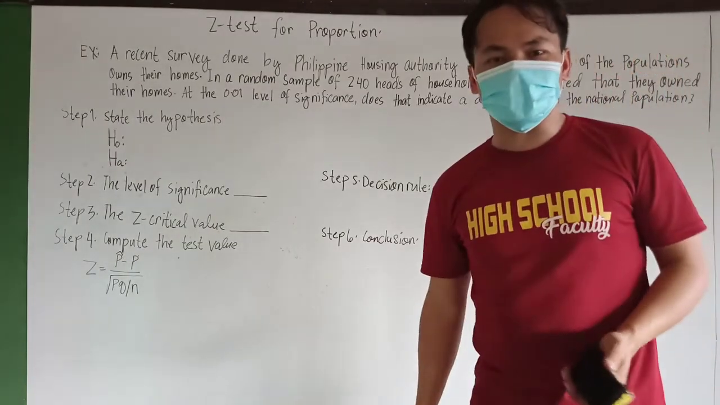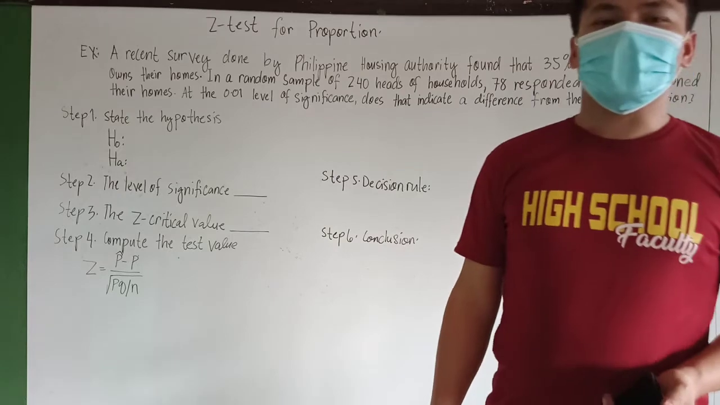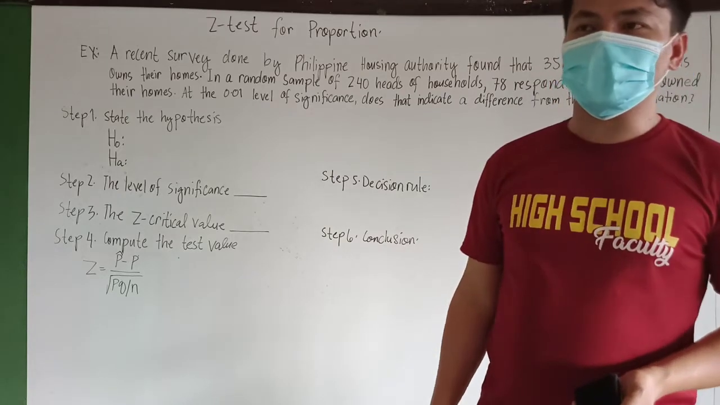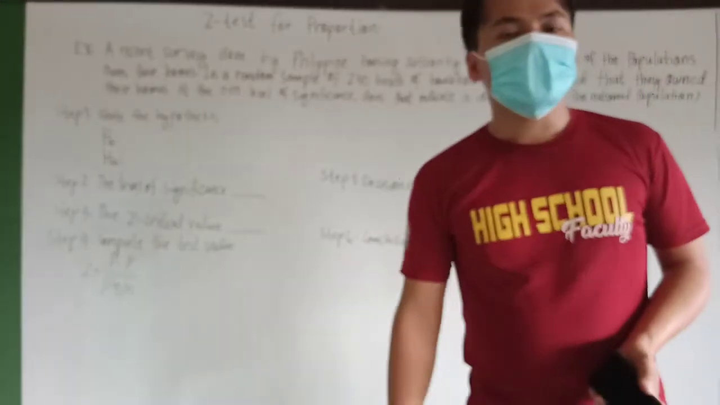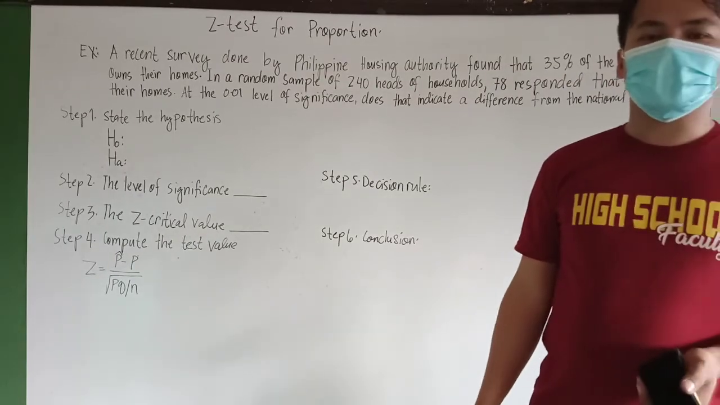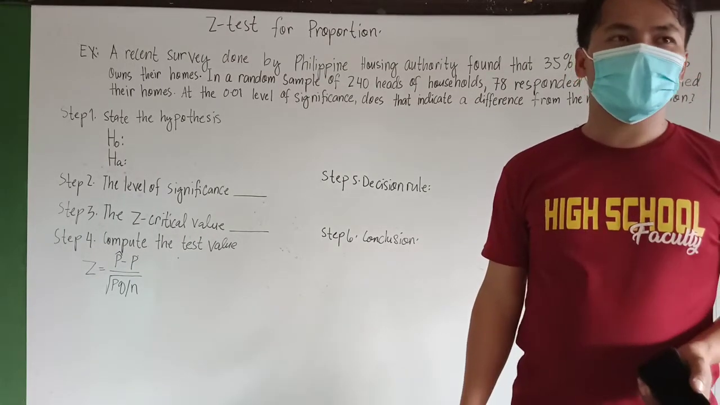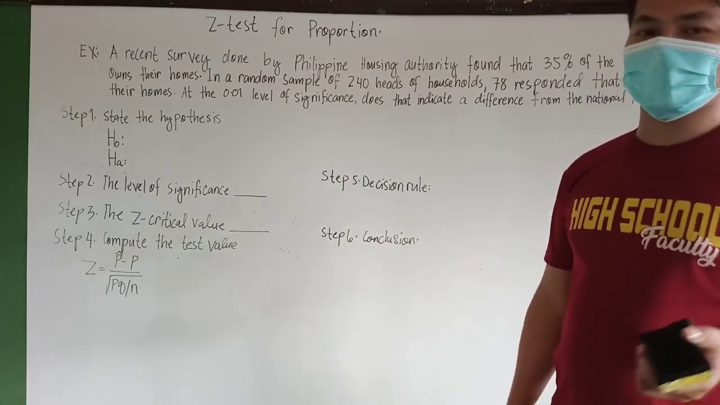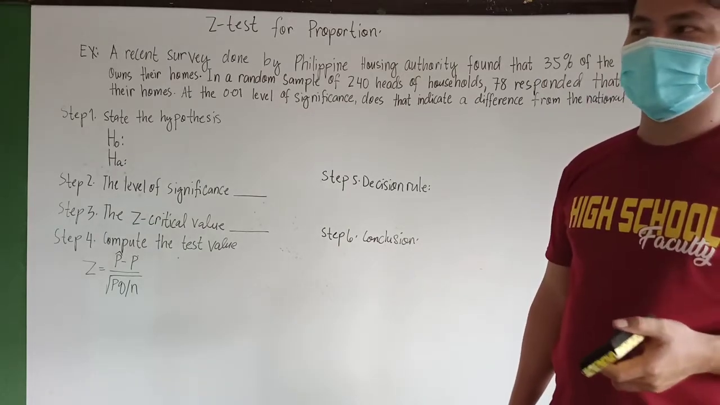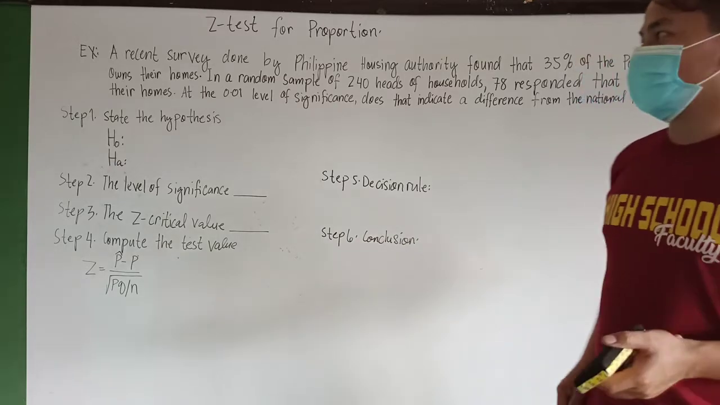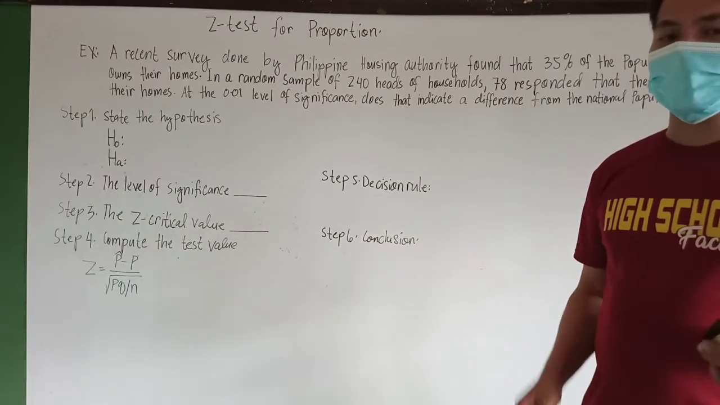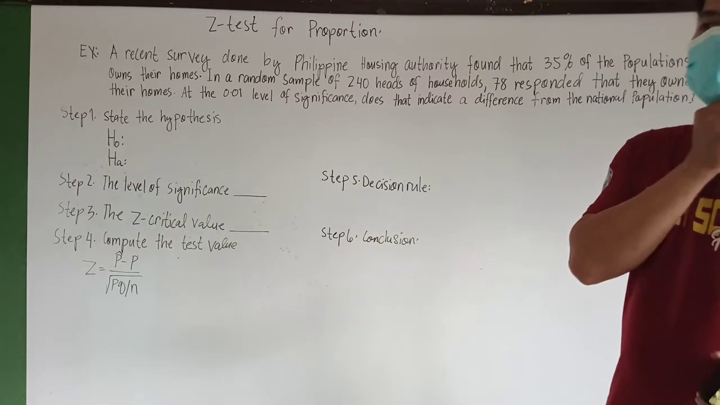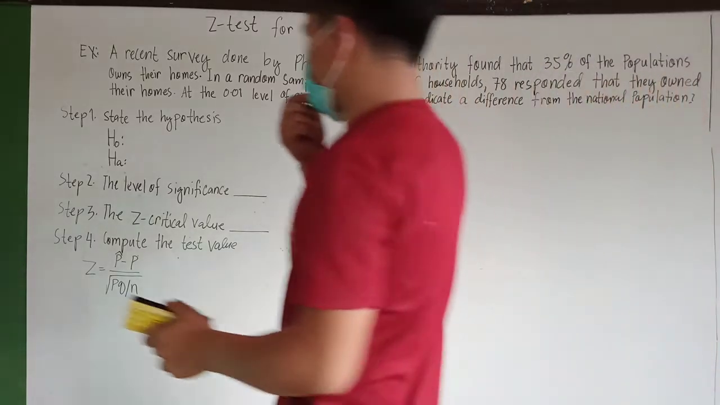So actually, the z-test for proportion is a type of statistical tool, which is also considered a binomial experiment. Remember, in a binomial experiment there are only two outcomes: the probability of success and the failure. Those outcomes are both independent. Okay? So we have here one example.